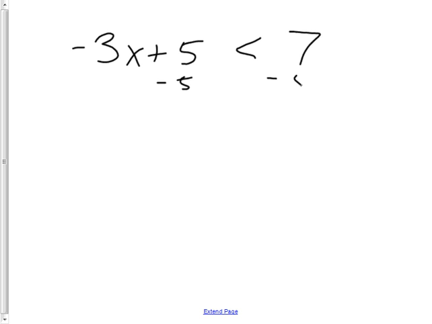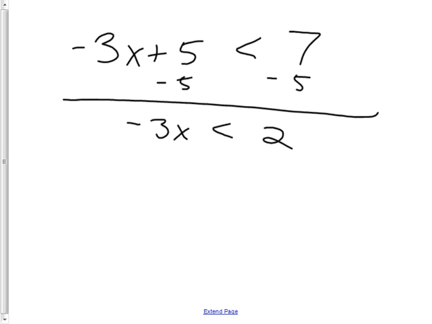Minus 5 minus 5. And I have negative 3x is less than 2. And then I divide by negative 3. X is, and here's where you could easily make a mistake, if you said less than negative 2/3. And again, the negative could be on the bottom, in the middle, the top, whatever, as long as you have a negative there. But why did I get it wrong? Because I divided by a negative. That means the sign has to switch to greater than. Okay, most of you got that one really quickly and well.